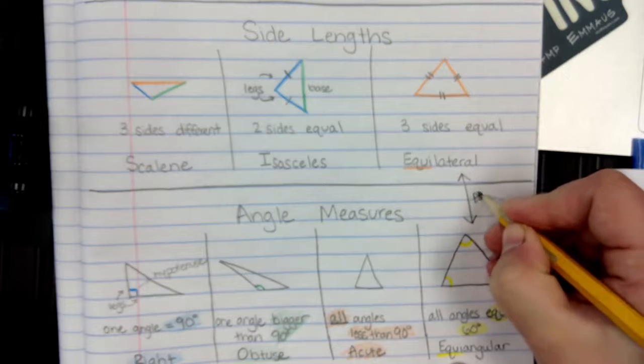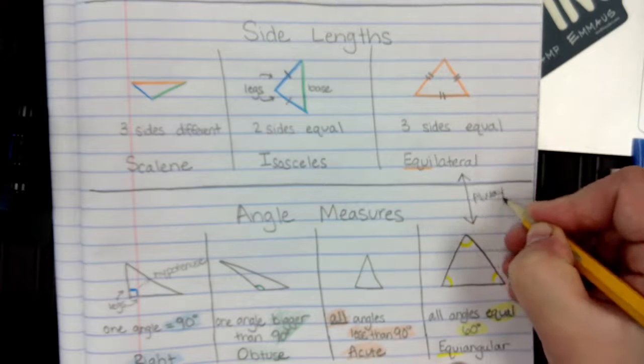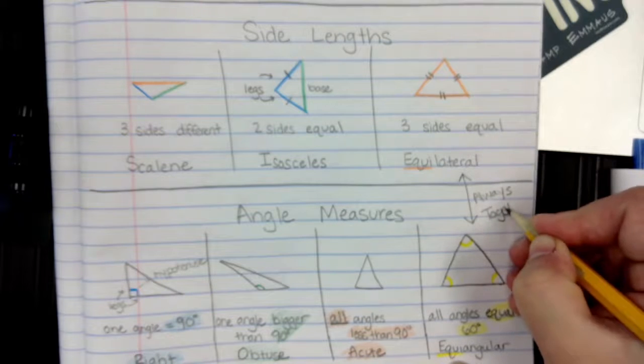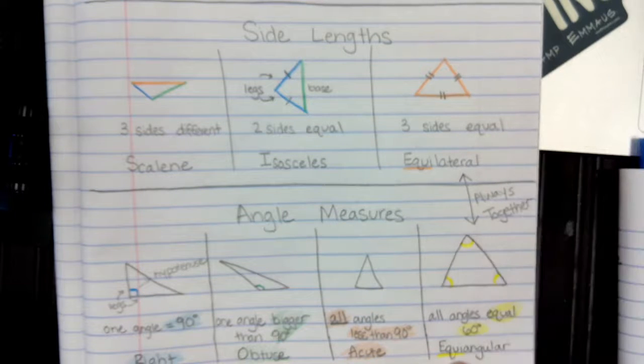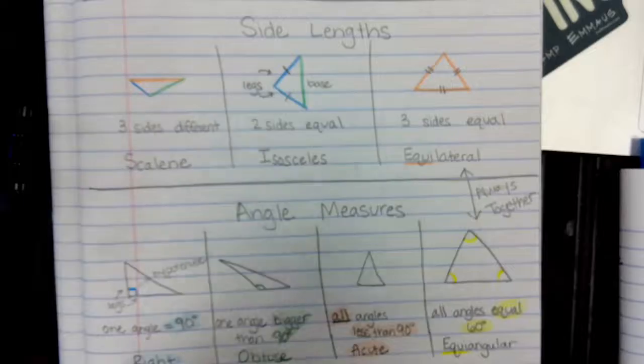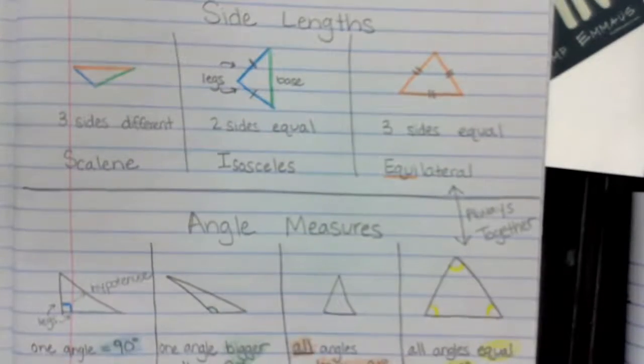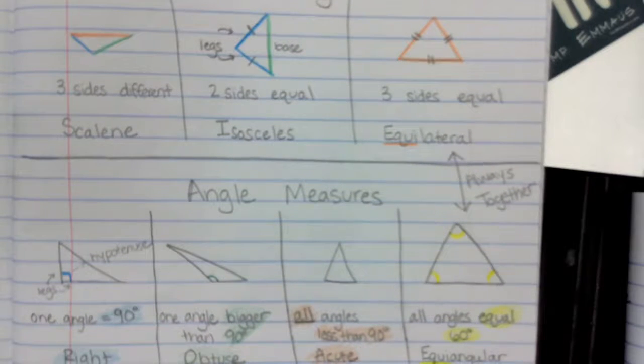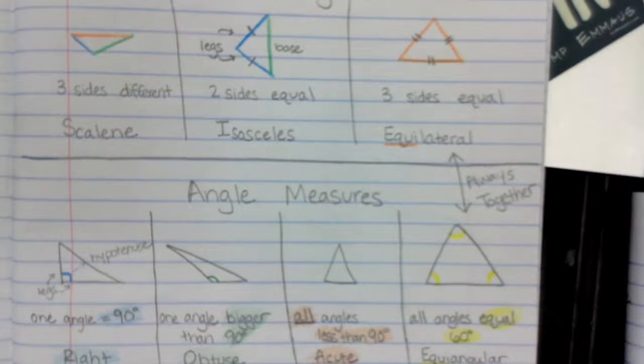If you see all the angles are the same, you can assume all the sides are the same. Right? Is that what I said? I don't know. But you can always go between the two. You know that these always go together.